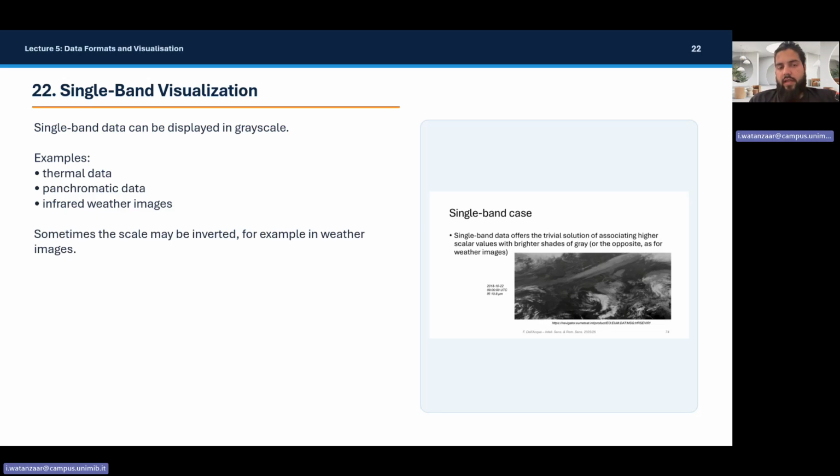In infrared weather images, sometimes the scale may be inverted. For example, in weather images, this is exactly due to weather reasons. That's why it is inverted. On the right side pictures, we can also see this. So this is how we give visualization to the single band.